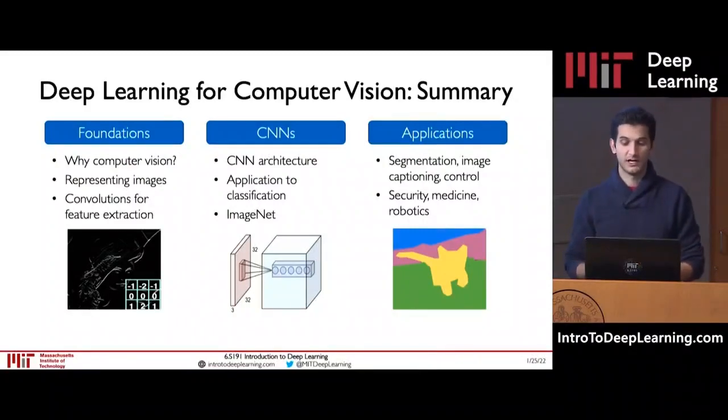And finally, we talked a little bit about the extensions and applications of this very general architecture and model into a whole host of different types of tasks and different types of problems that you might face when you're building an AI system, ranging from segmentation to captioning and control.